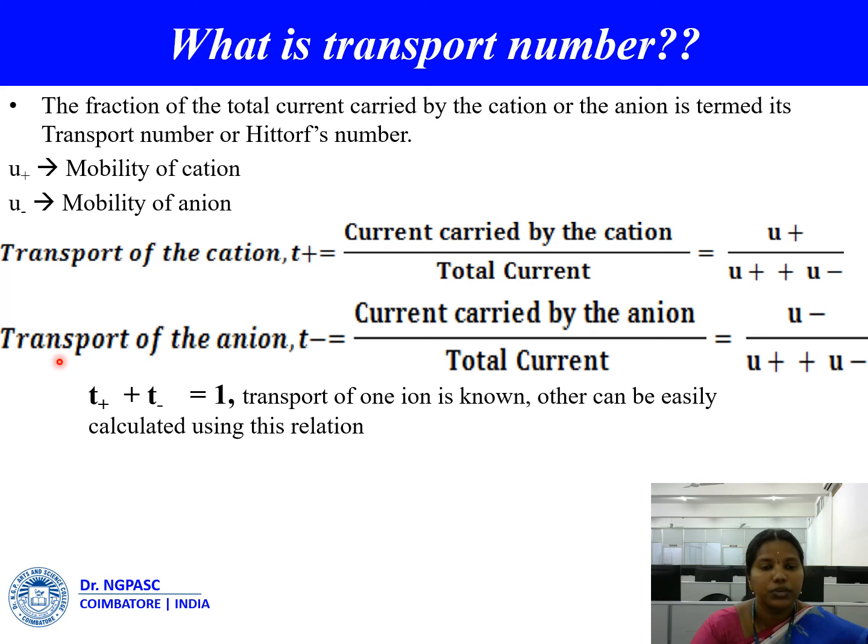Okay, next we can see how to calculate the transport number of the anion, which is termed as t minus. That is also given by the formula current carried by the anion divided by total current, which is also given by the mathematical expression U minus divided by U plus plus U minus. And we can also calculate the transport number if we know the transport number of any one ion. We can easily calculate the other ion by using this relation t plus plus t minus is equal to 1. So this is the relation between the transport number of anion and cation.